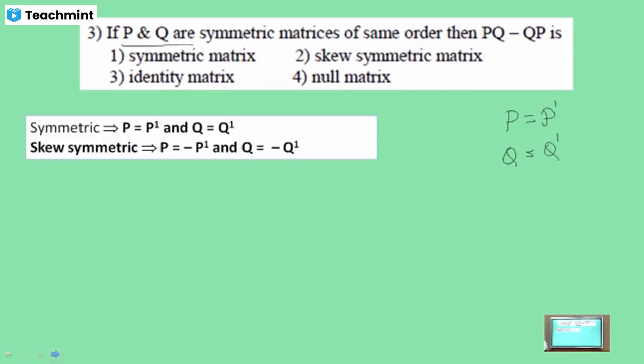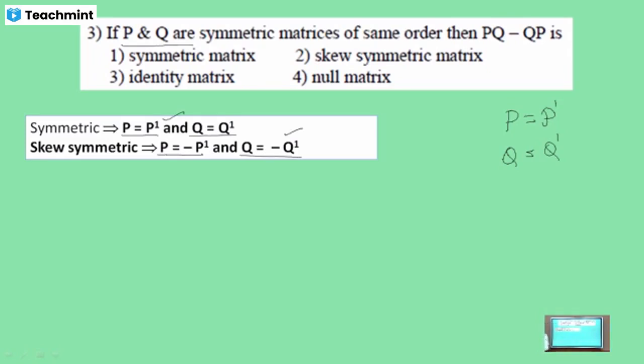Now, according to the condition, symmetric is a property where P is equal to P dash and Q equal to Q dash. At the same time, you must know the skew symmetric property: P equal to minus P dash and Q equal to minus Q dash. In skew symmetric, the sign changes. Now what we need is PQ minus QP, equal to what? We are looking at these two properties.